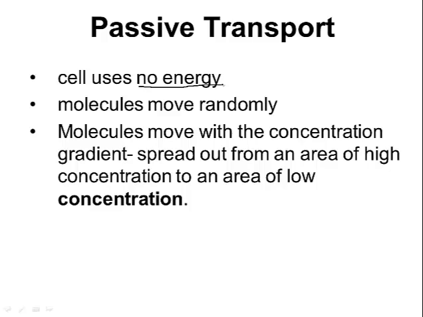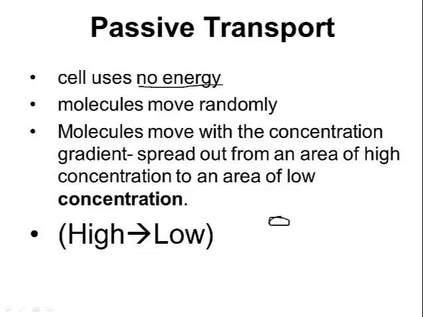Molecules in passive transport are going to move with the concentration gradient. What this means is that they are going to move from an area of high concentration to an area of low concentration. So they're going to go from where there is a lot of them down to where there are fewer of them.